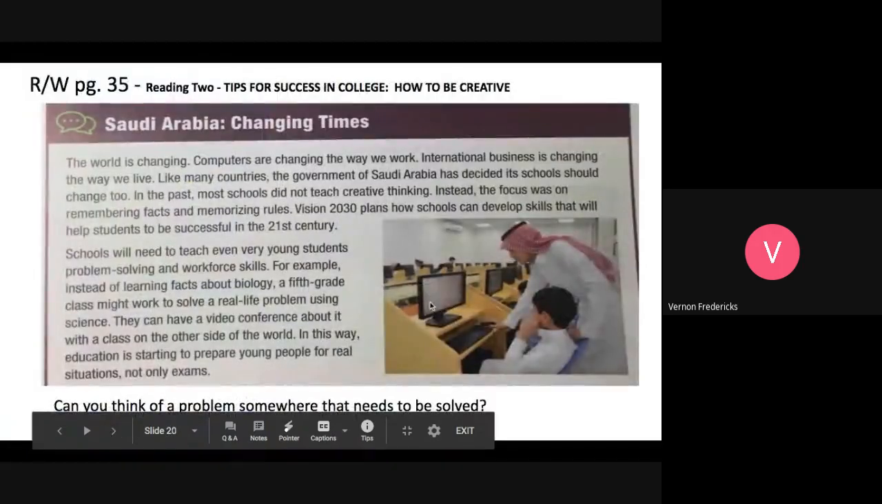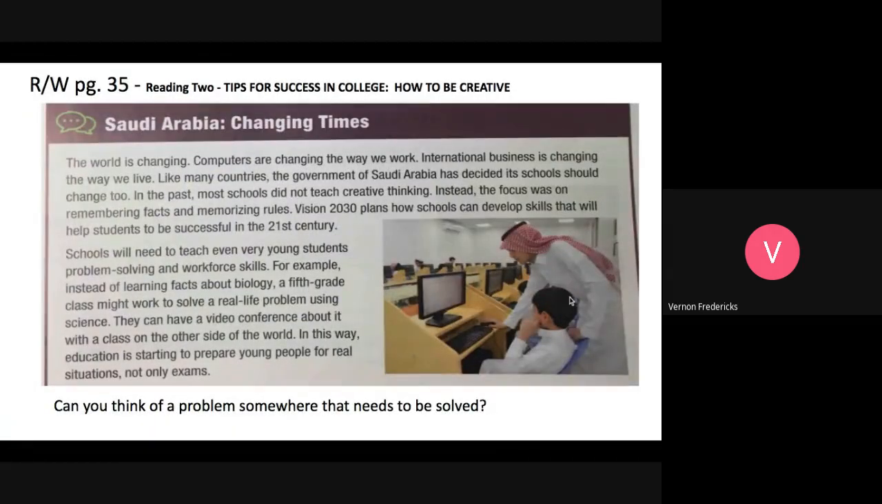Continue. Reading 2. Tips for success in college: how to be creative. Saudi Arabia, changing times. The question at the bottom is, can you think of a problem somewhere that needs to be solved? Maybe in the country or in the world, or your own problem. Think quickly of a problem that you think needs to be solved. Okay, let's read that.